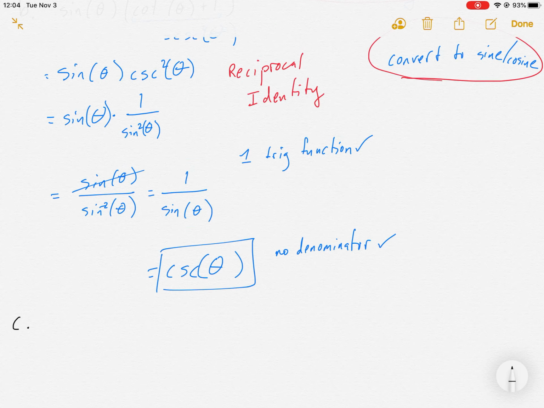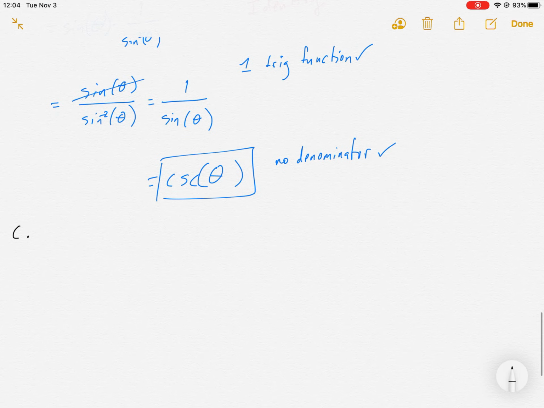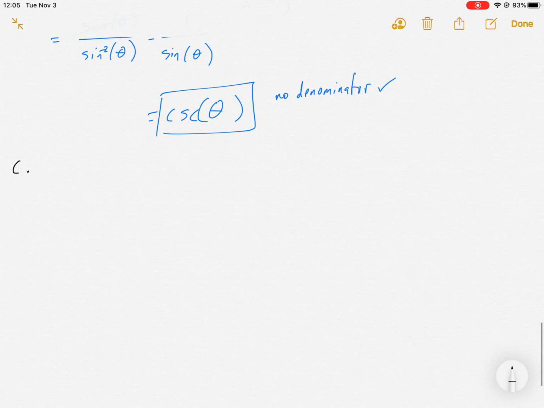So we're on part C. And for this one, we're going to ramp this up a little bit more. We're going to do some adding. So I'm going to do 1 over 1 plus sine. I'm going to switch to x because you see x a lot as well, but it's the same as theta. It doesn't really matter. And so we're going to add these two fractions.